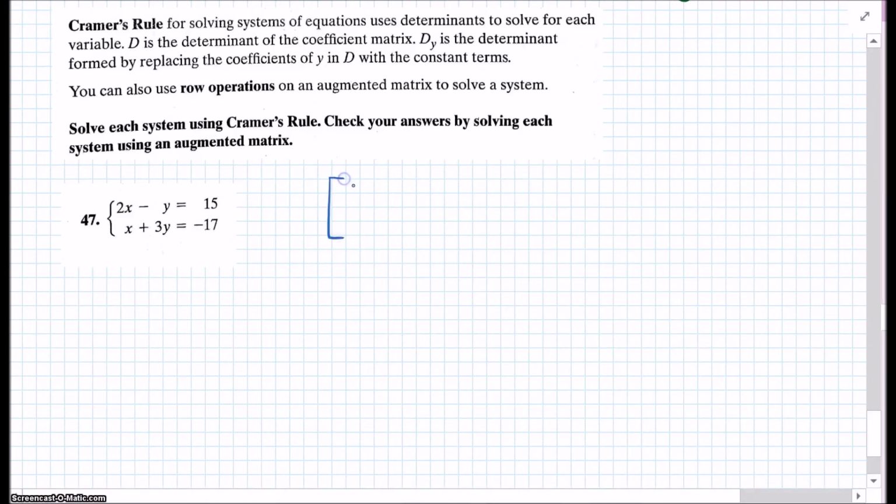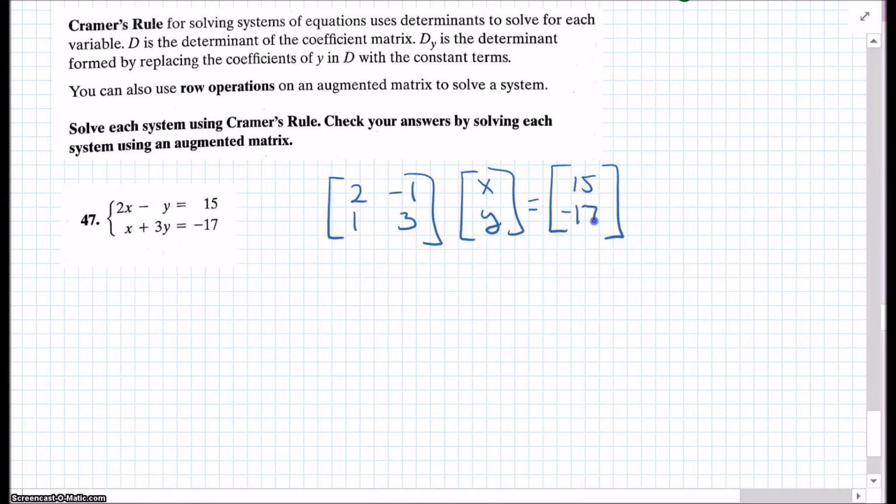My coefficient matrix is just going to be 2, negative 1, 1, 3. My variable matrix is X, Y, and my constant matrix is 15, negative 17. So my D is nothing more than the determinant of my coefficient matrix. That's just going to be 2 times 3, which is 6, minus negative 1. So my D value is 7. D equals 7.